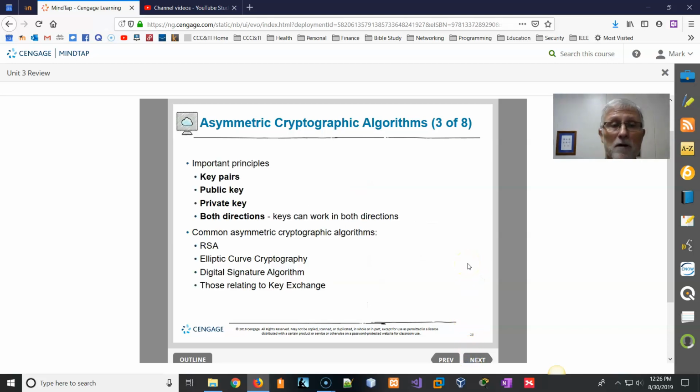Now, there are some important principles. You've got public key, private key, and key pairs. You've got to make sure that those 2 are related. And remember, keys can work in both directions. So those are some key things you want to keep in mind. Now, some of the common algorithms: you've got RSA, elliptic curve cryptography, digital signature algorithm, and those related to key exchange.